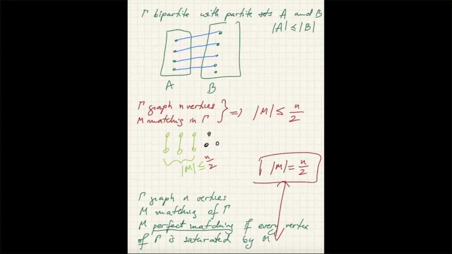Okay, so the largest size of a matching in a graph is half the number of vertices, and the only time you can have equality is, if you have equality, then the number of vertices must be even, but that's not a sufficient condition for the existence of a perfect matching. So let me write this down here.